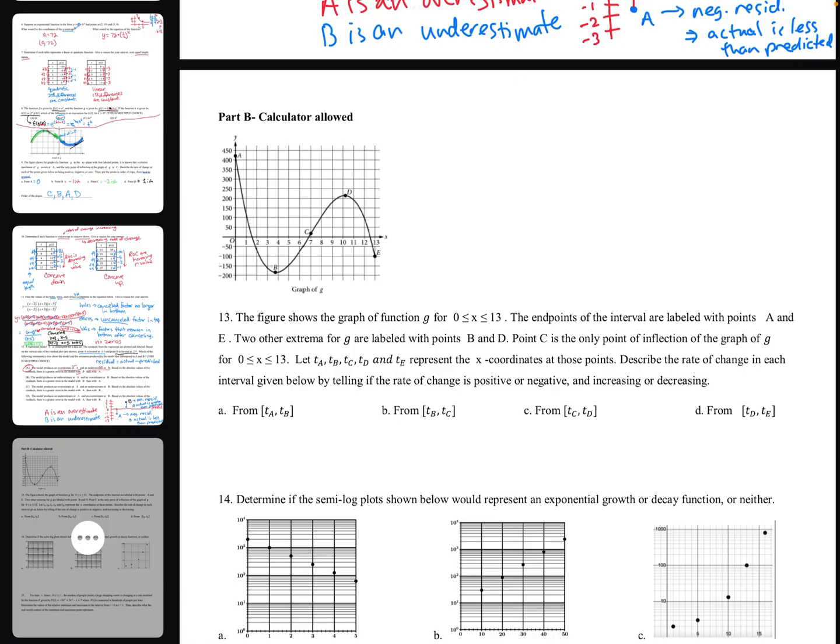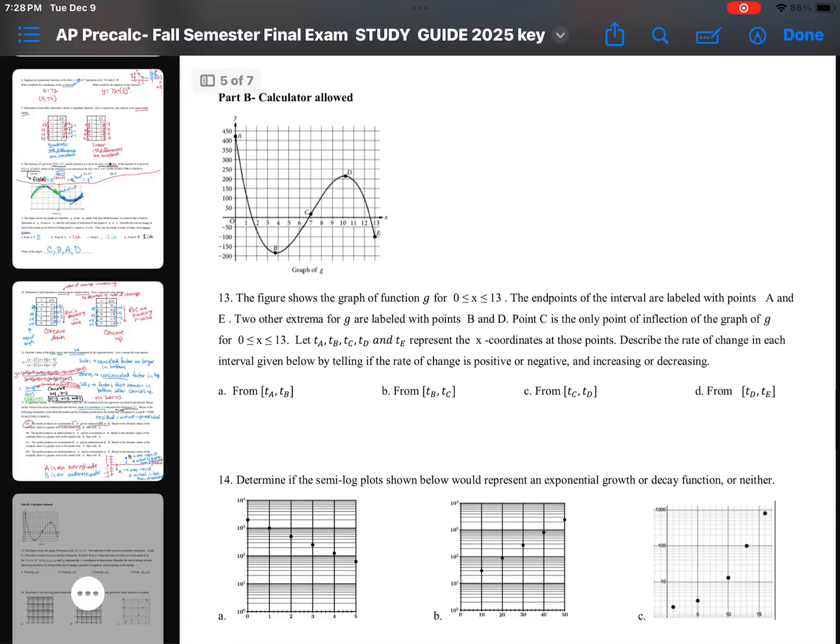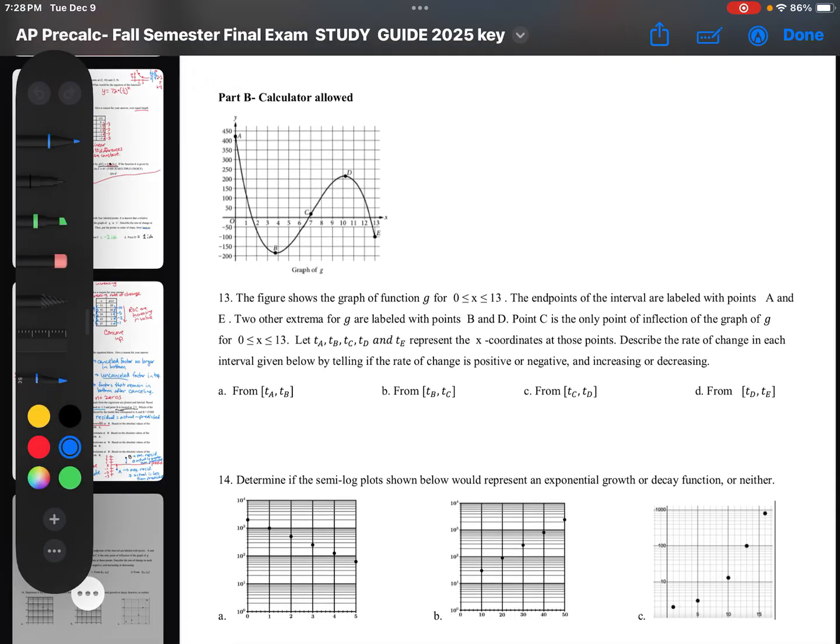Honestly, I can tell you now, we don't necessarily need the calculator for number 13. Just looking at this, the figure shows from 0 to 13. Endpoints are labeled as we can see. Two other extremes are labeled with points B and D. C is the only point of inflection. TA, TB, TC, TD and TE represent x coordinates at those points. Describe the rate of change in each interval by telling if the rate of change is positive or negative. So that's looking at slope. And increasing or decreasing, we're looking at concavity.